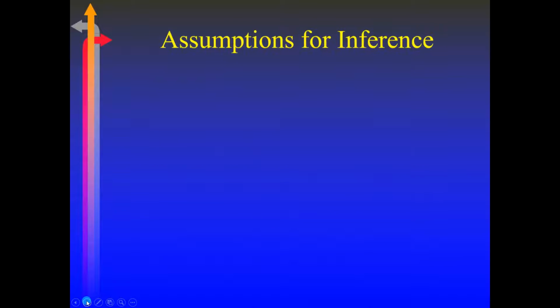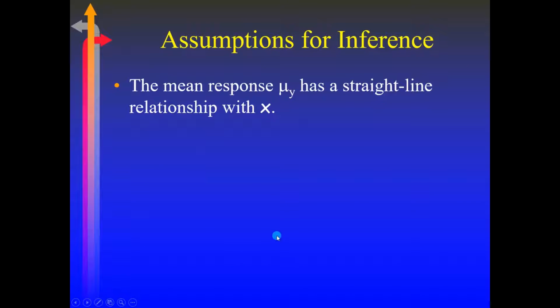All right, so assumptions. Whether we're doing linear regression confidence intervals or linear regression t-tests, we have to meet these assumptions. First of all, we have to have a straight line relationship with x. We would never know that, given that mu sub y is a parameter. But if we look at a scatter plot from data, we can infer back. So if we see a straight line relationship in a scatter plot, we can verify this assumption.